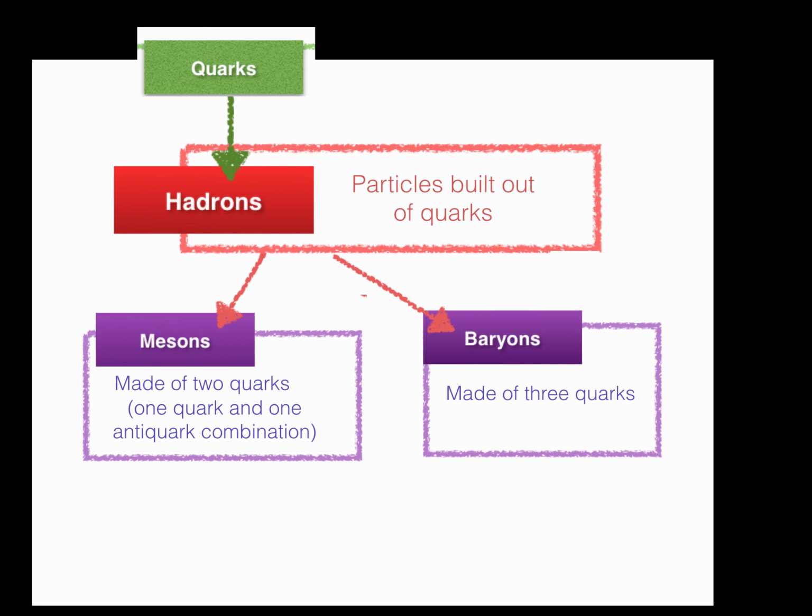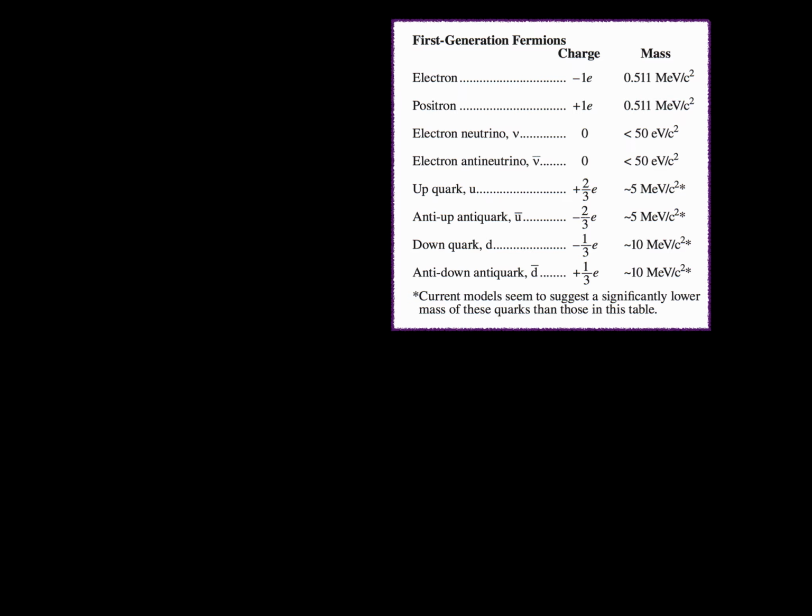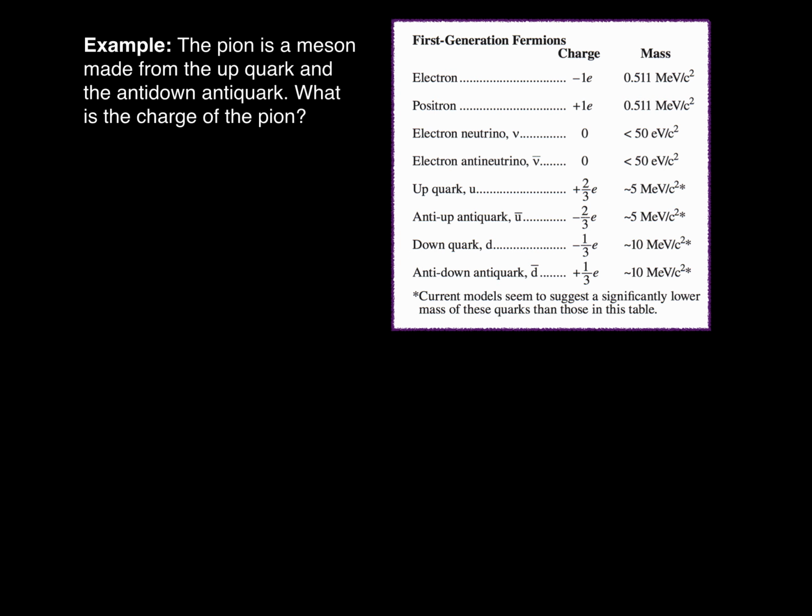2 famous baryons are the proton, which is made of 2 up quarks and a down quark, and the neutron, which is made of a down quark, and 2 up quarks. This fermion chart is found on your datasheet for Physics 30. It shows the charges of the up quark, the down quark, the anti-up, and the anti-down quark. Example: the pion is a meson made of an up quark and an anti-down antiquark. What is the charge of the pion?